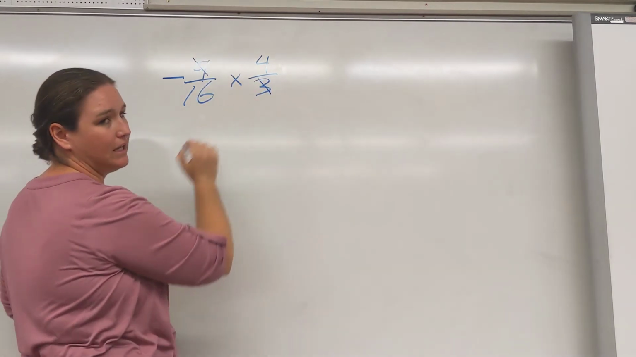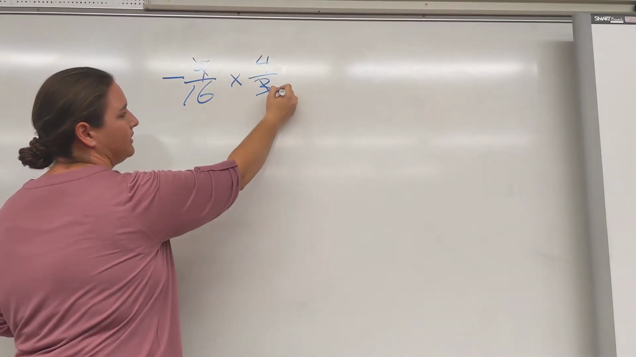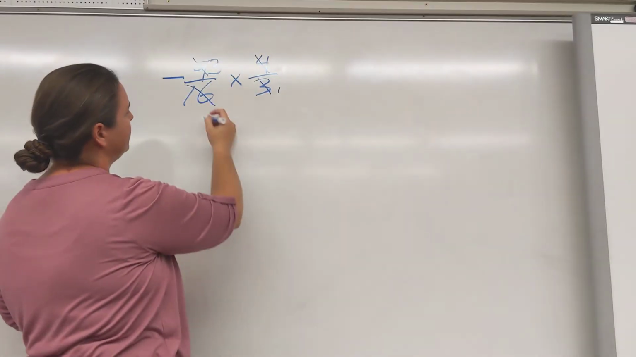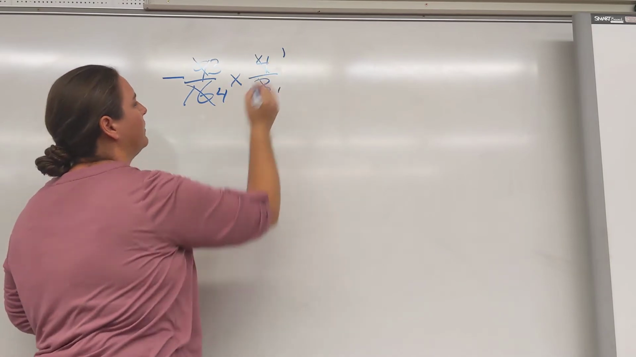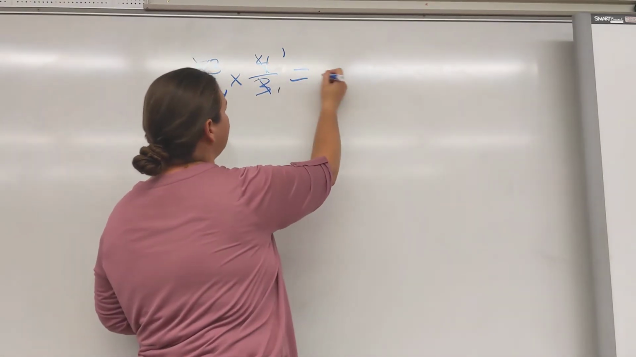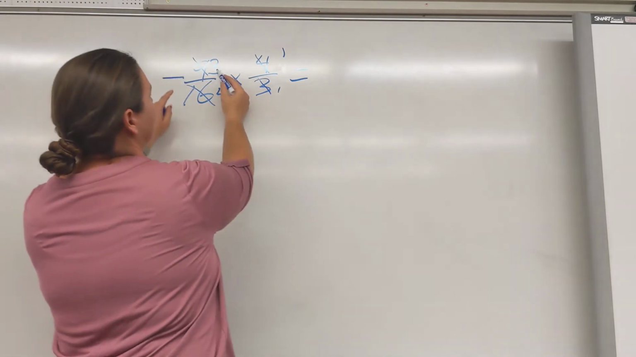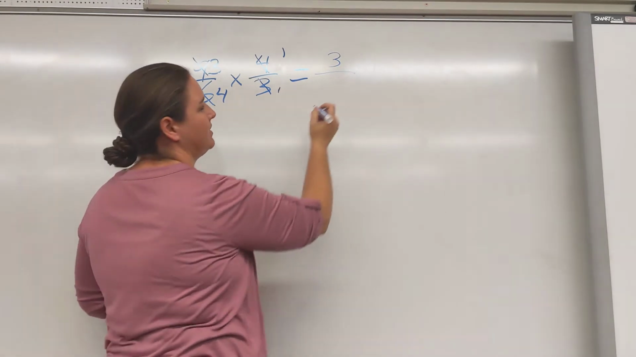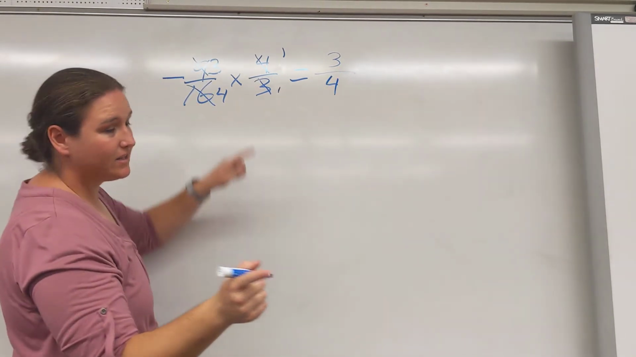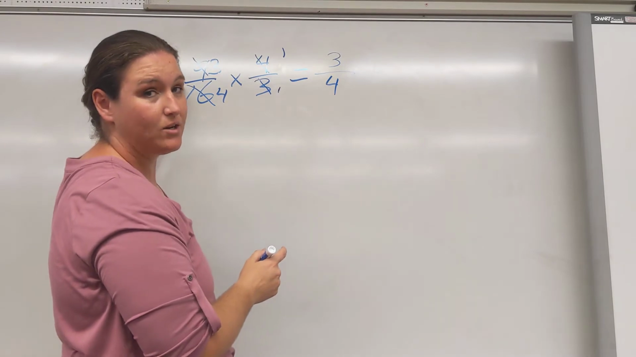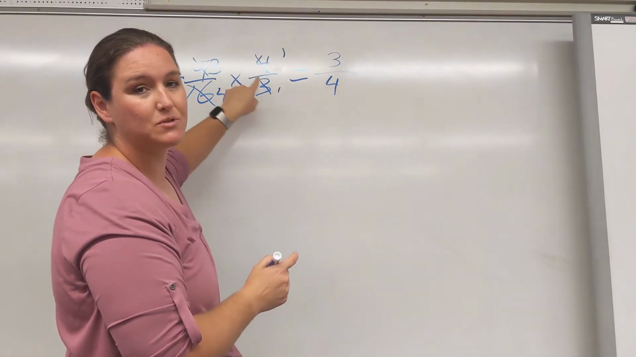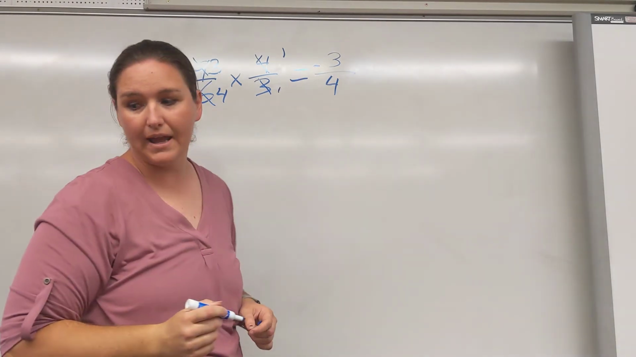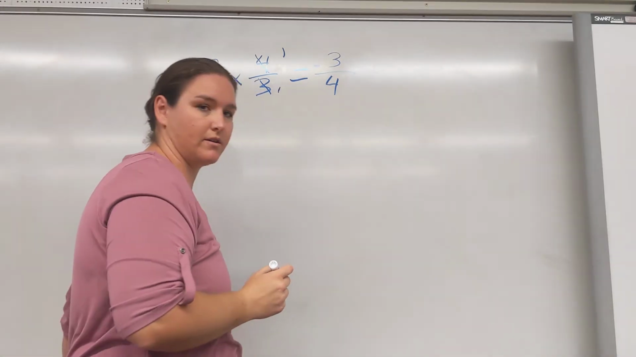9 and 3 divided by 3, that gives you 1. That gives you a 3. 4 and 16, you get a 4 and a 1. What are you left with? You're left with 3 times 1 equals 4 times 1 equals, and then don't forget this little sign over here. Negative times a positive equals a negative. So our answer is negative 3/4.